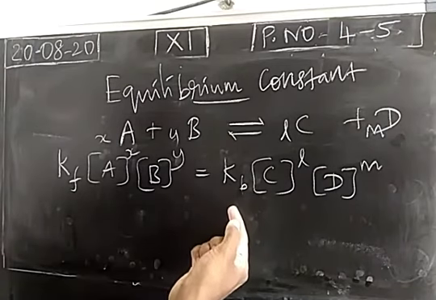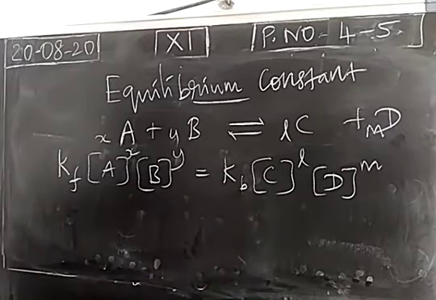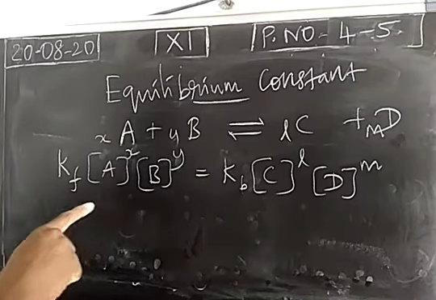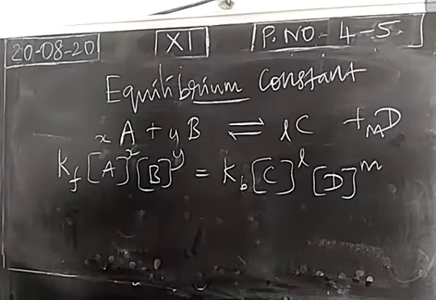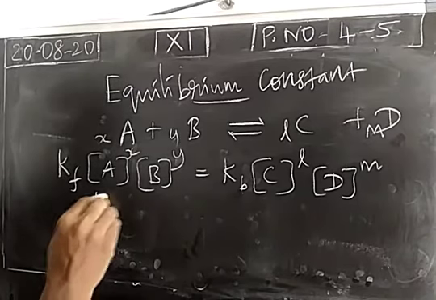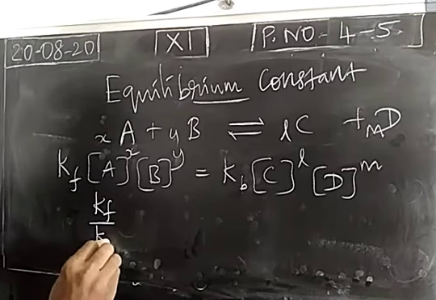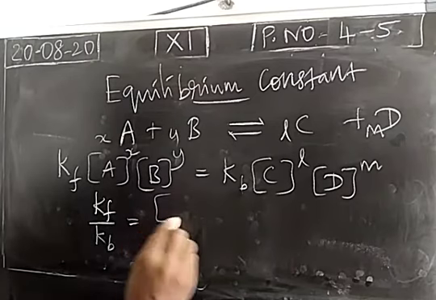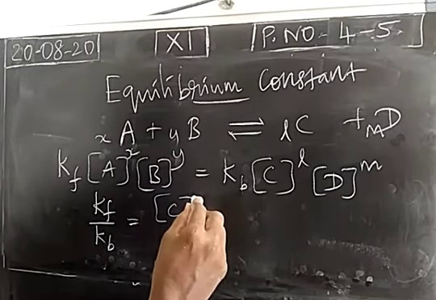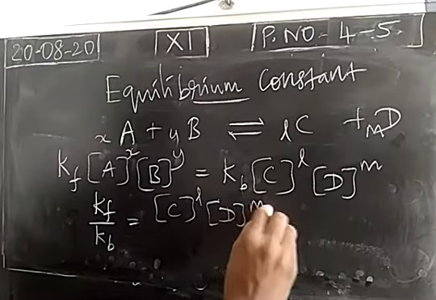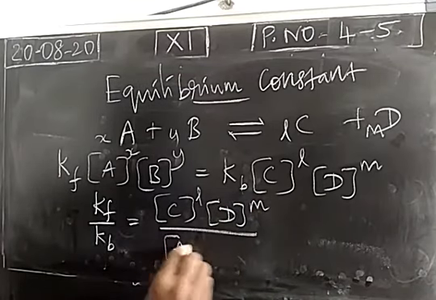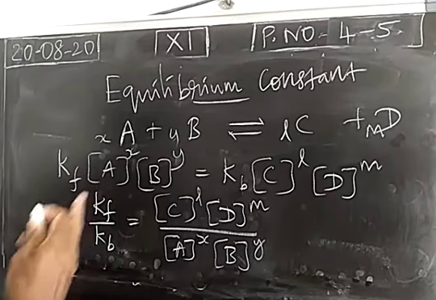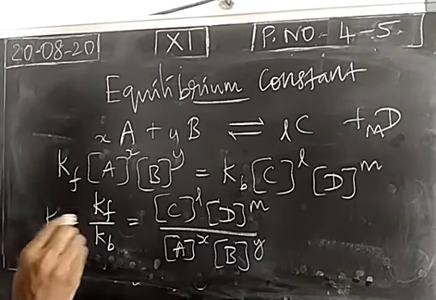You just move this rate constant into the left hand side. So the rate constants can be moved into the left hand side and the concentration terms can be moved into the right hand side. So we will have similar quantities. Rate constant for the forward reaction divided by rate constant for the backward reaction is equal to concentration of C power l, D power m divided by concentration of A power x, B power y. So this is called the equilibrium constant Kc.